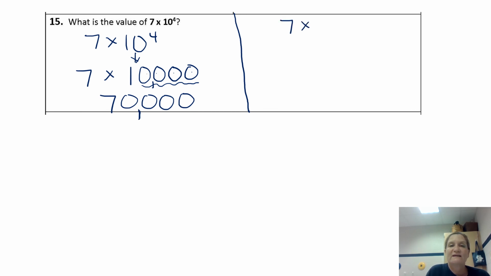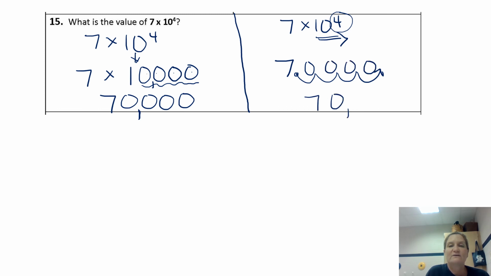Another way to look at this would be when you multiply by a power of 10 that's positive, it tells you to move the decimal point over 4 spaces to the right. 7 is a whole number, so the decimal point would be at the end, and we move the decimal point 1, 2, 3, 4 spaces to the right. And again, you would still get 70,000 as your answer.